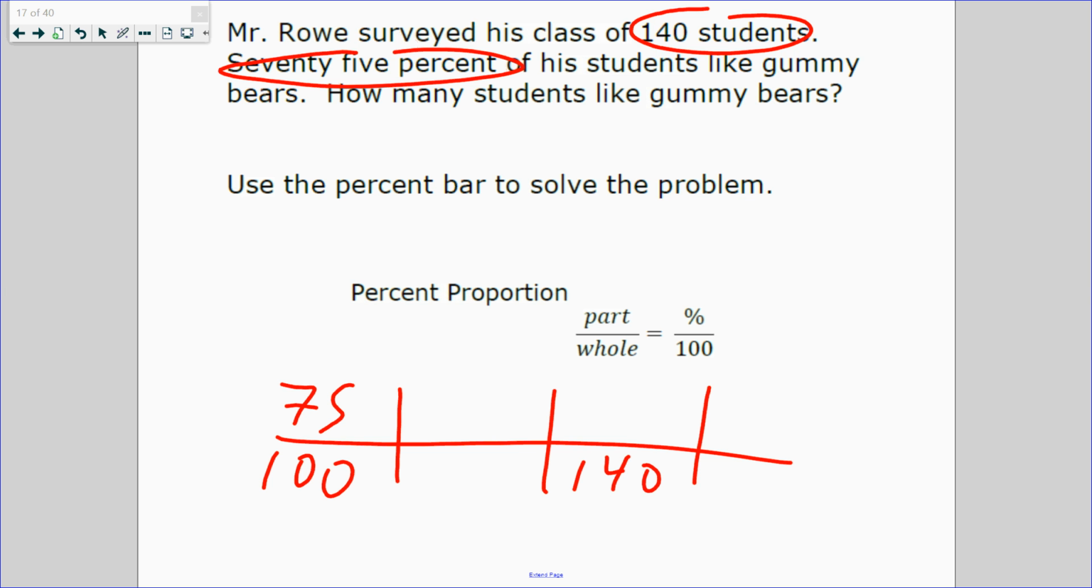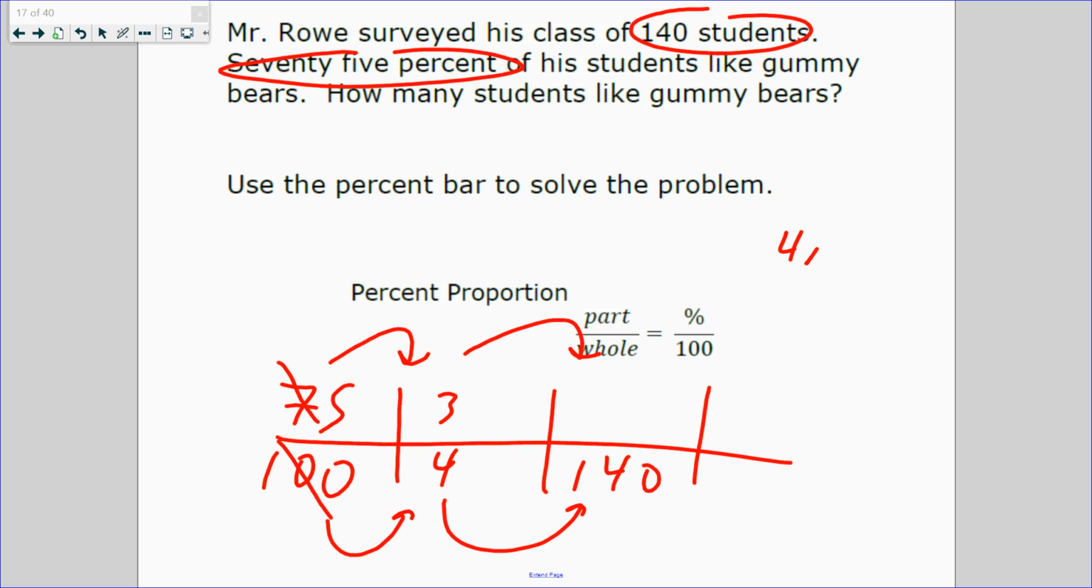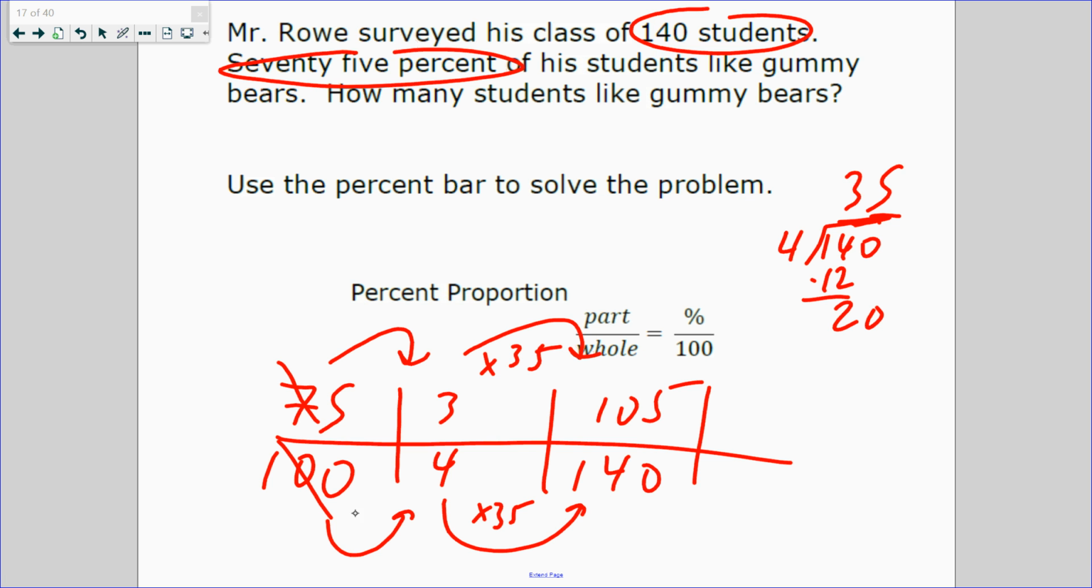Well, we could simplify. So would you simplify this? Wait, isn't 75% just 3/4? And how many fours go into 140? It goes in 3 times, and then it goes in 5 times. So times 35, times 35, that's where you get 105. So I simplify this by dividing by 25, get 3/4. Then I build it back up.